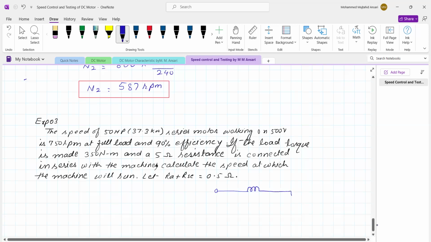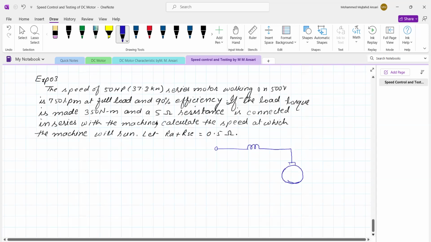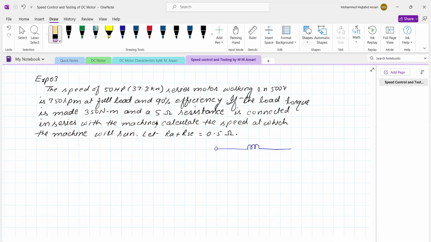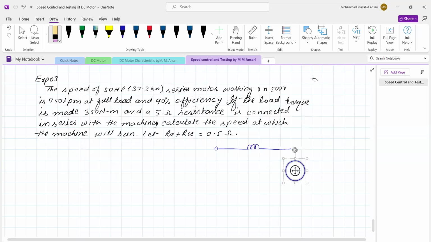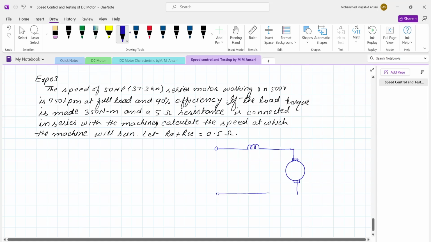Few number of turns in the series field winding. Since the series field winding resistance is smaller, so this is the series field motor. Now what is the point here given?